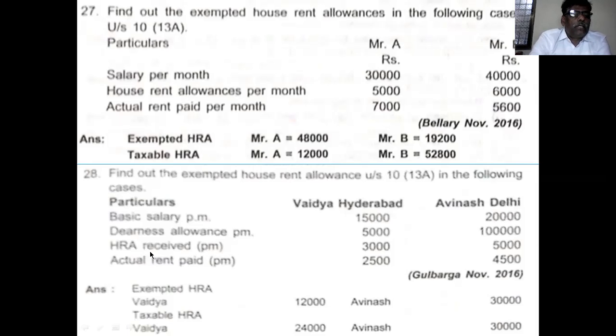And HRA received per month is 3,000, 5,000. Multiply by 12, 3,000 into 12, 5,000 into 12. House rent paid 2,500 into 12, 4,500 into 12. In this way, calculate the annual amount.